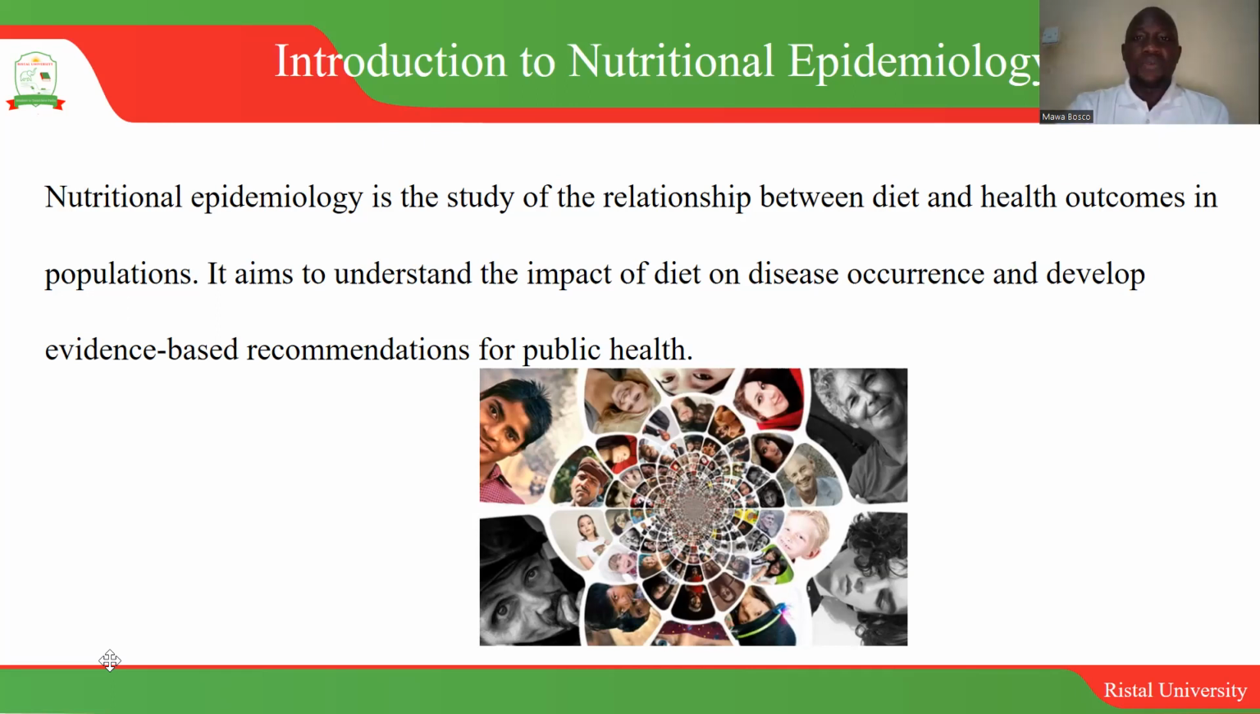So we understand already that diet is closely related to the occurrence of diseases. For example, high salt foods increase the risk for hypertension. Sugary foods are associated with an increase in diabetes type 2. So there is an association already between diet and the occurrence of disease conditions.